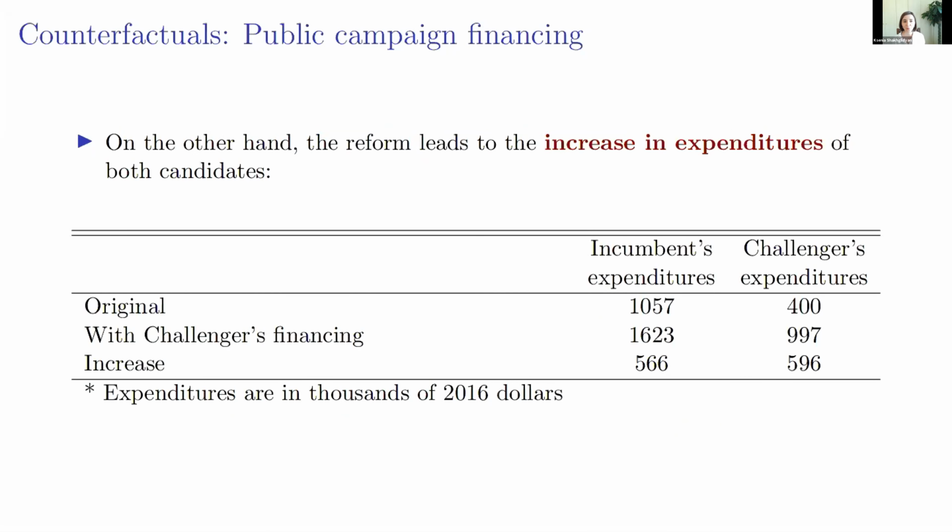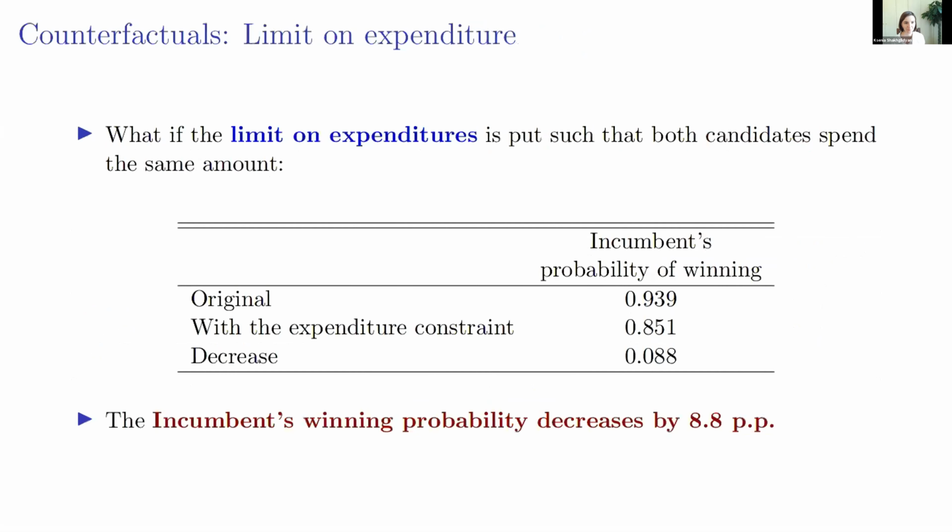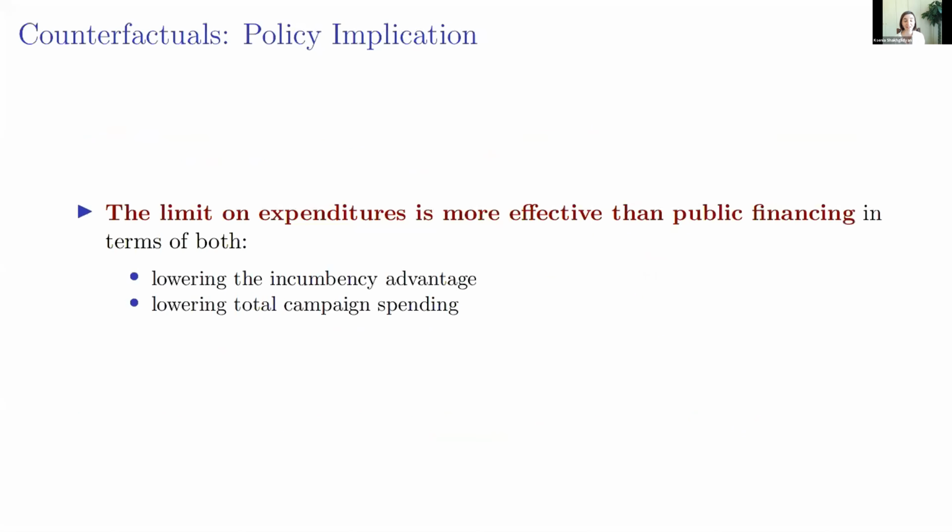At the same time, the reform would lead to an increase in expenditures of both candidates due to the game theoretical nature of the model. But in contrast, a limit on expenditure such that both candidates spend the same amounts leads to a bigger, almost 9 percentage point decrease in the incumbent's winning probability and lower total expenditures of the incumbent and the challenger. That means that the limit on expenditures is more effective than public financing in terms of both lowering the incumbent's advantage and total campaign spending.